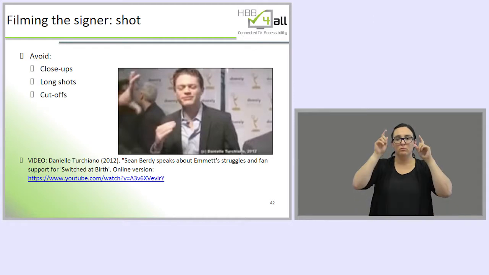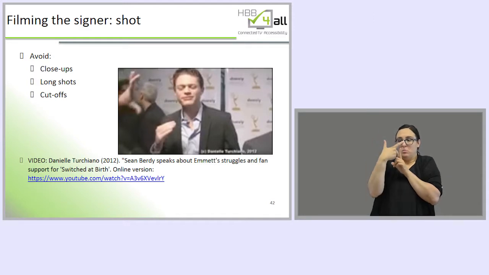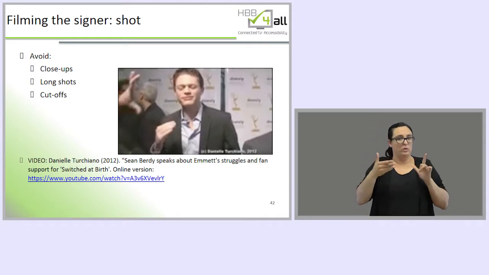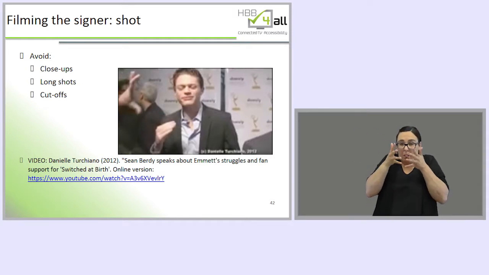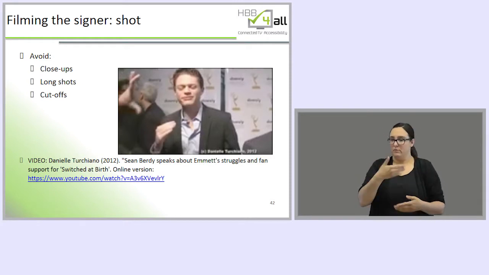And the practices that should be avoided are close-ups or extreme close-ups that would completely cut off the linguistic information, too long shots that would imply that the sign language is too small to be appreciated and distinguished in a natural way, and of course, as we mentioned earlier, cuts off.